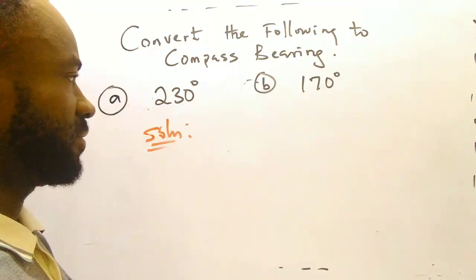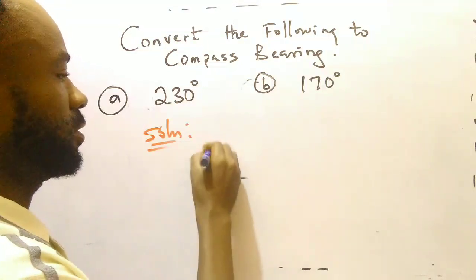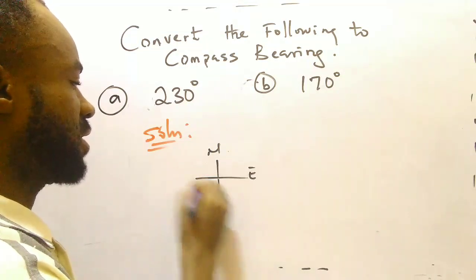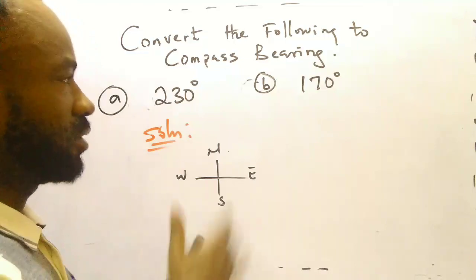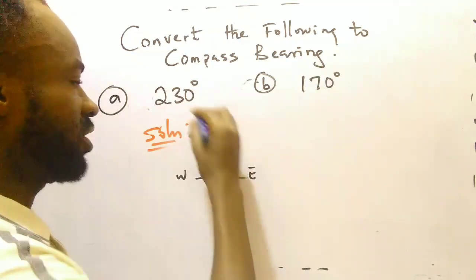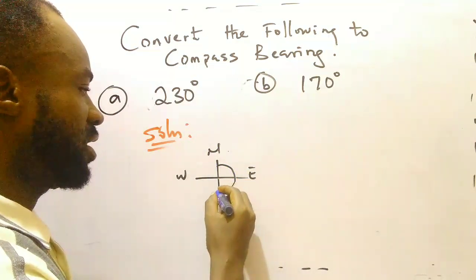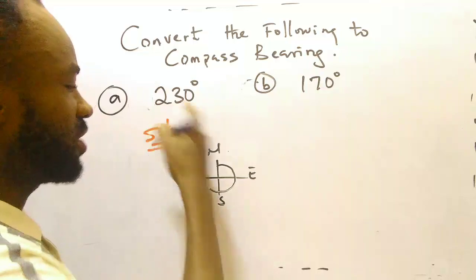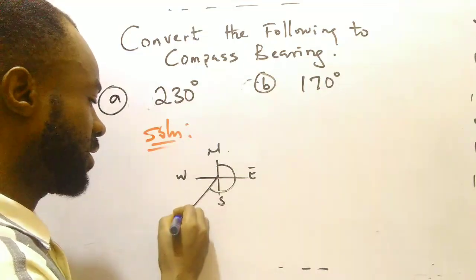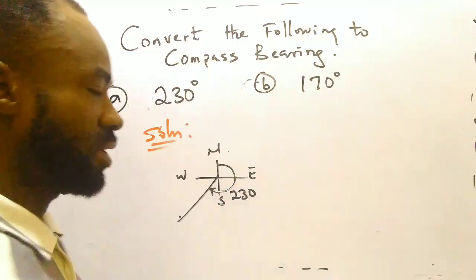We know that from our cardinal points, this is north, this east, south, and west. Three-digit bearings always start from the north and move in a clockwise direction. So if we move, this is 90, this is 180. So definitely 230 will fall on this quadrant here. Okay, so this is 230.